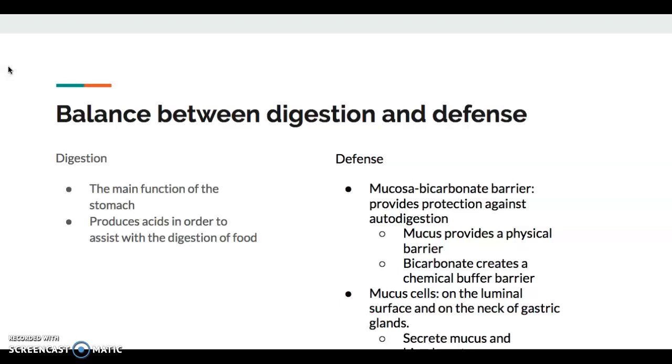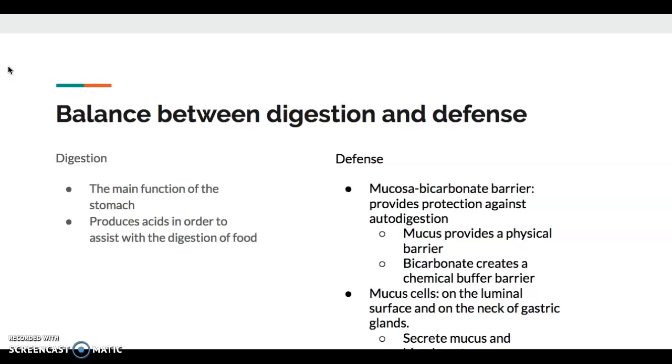So in the stomach, there's a mucosa bicarbonate barrier, which provides protection against autodigestion. Autodigestion is when we digest our stomach. There are two components, and they are laid out in the name itself. There's the mucus, which provides a physical barrier between the acid and the stomach lining, and then the bicarbonate creates a chemical buffer barrier. A chemical buffer barrier means that since the acid exists on the inside, we have the bicarbonate, which is a basic chemical, and the two are counteracting one another.